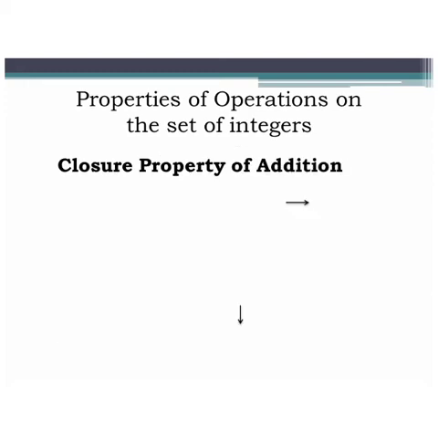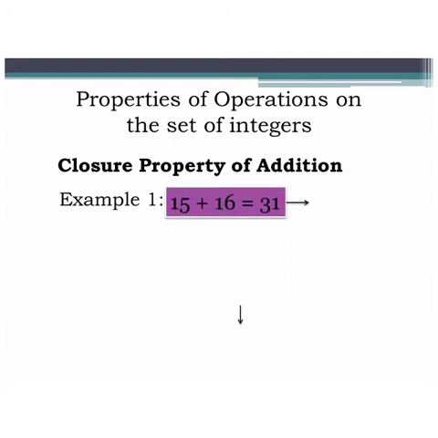Alright? So, halimbawa, for closure property of addition, example, we have 15 plus 16 is equal to 31. So, ito yung pattern na sinusunod natin. Yung A natin, that is 15. Yung B is 16. Alright, napakasimple po. Again, this is closure property of addition.